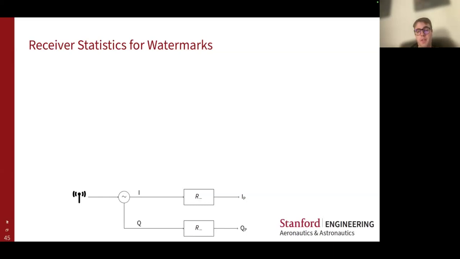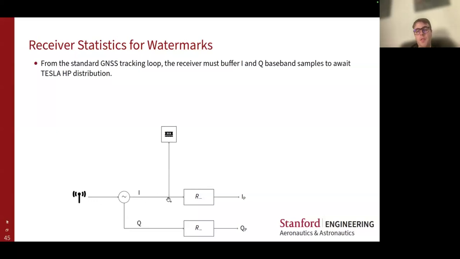That statistic is defined as follows. Here on the bottom, I have my typical tracking loop. R stands for replica, and then the I's and Q's. This is my correlator box. The first thing the receiver has to do is take their samples and put them into memory, because the watermark is unknown at distribution. Later it'll be revealed, but for the moment it's unknown. So they'll have to store the baseband samples, and then later the watermark will be revealed.